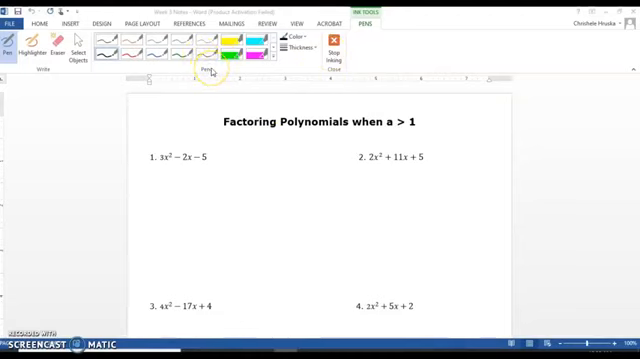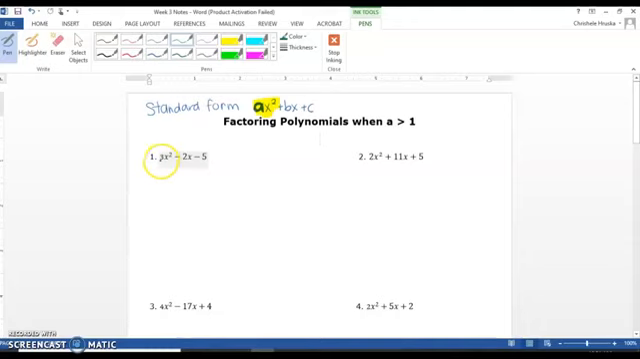So what we're doing this week is we're factoring polynomials when our a value is greater than 1. So what do we mean by the a value? Well, the standard form of a quadratic trinomial is ax squared plus bx plus c. So I'm really talking about this variable right here as our leading coefficient. I'm talking about the number that is in front of the x squared.